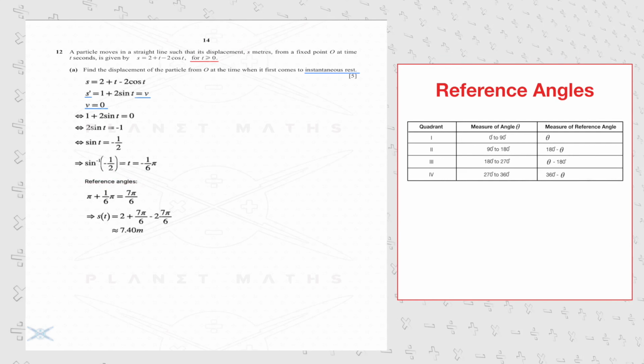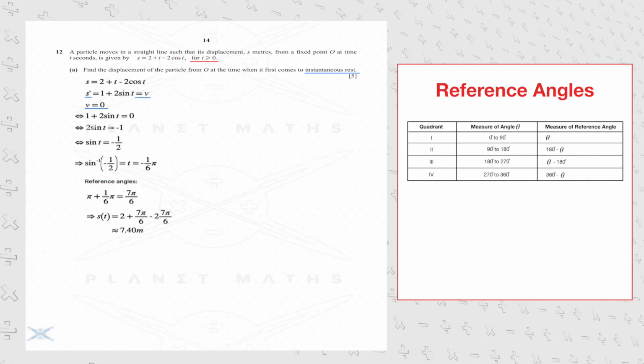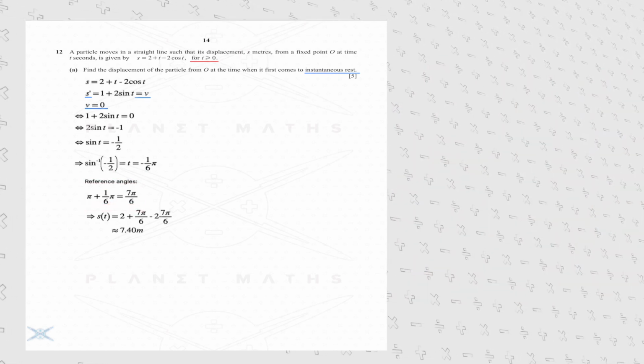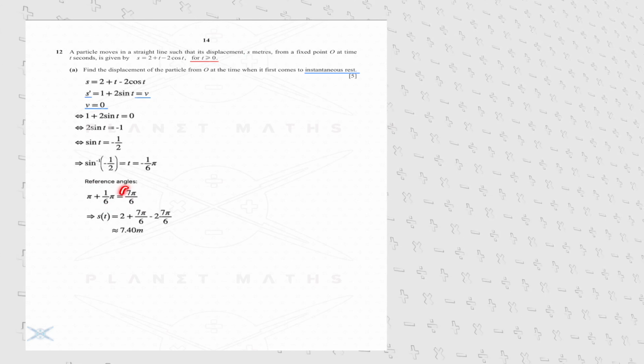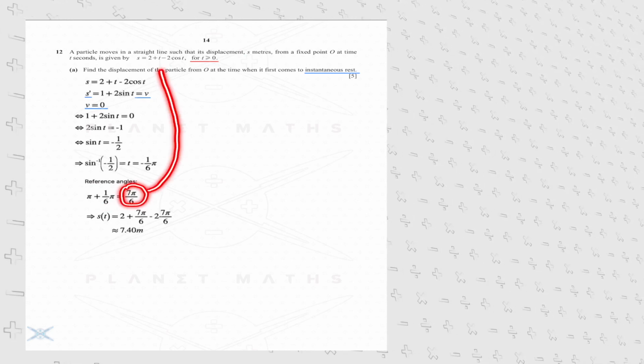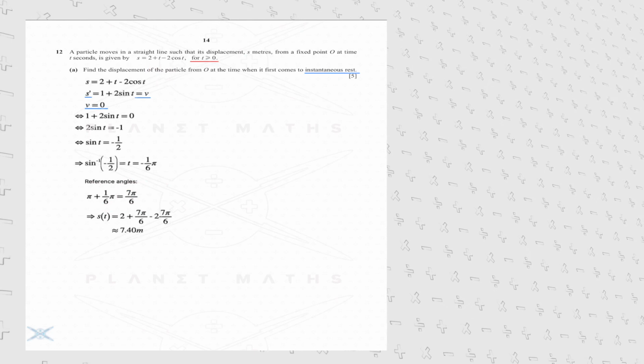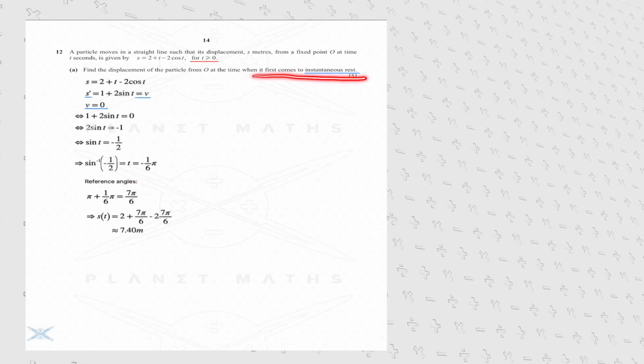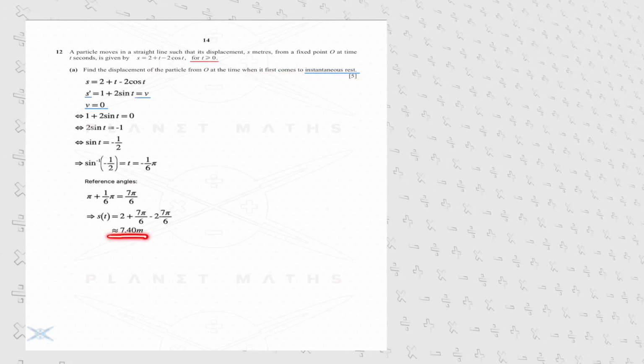So the first reference angle would be the one that appears in the first quadrant, which in our case is 7 pi over 6. And now plugging this value into our displacement equation lets us conclude that the particle comes first to instantaneous rest after approximately 7.40 meters.